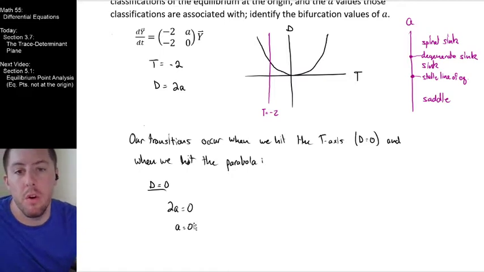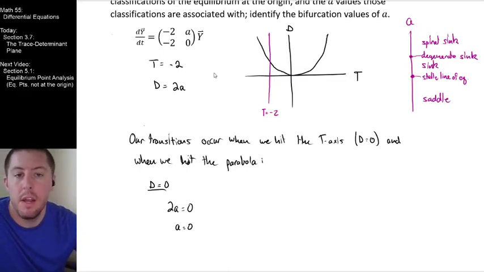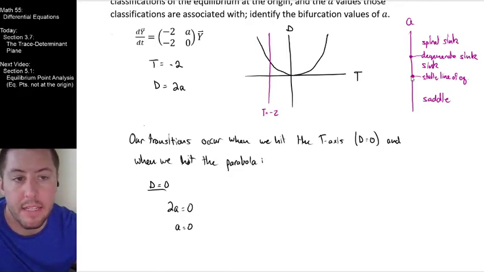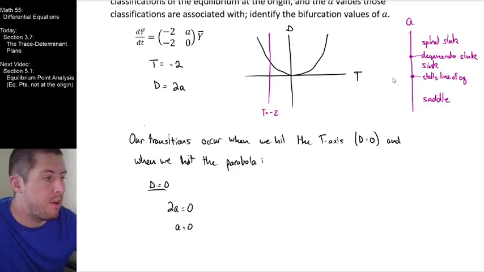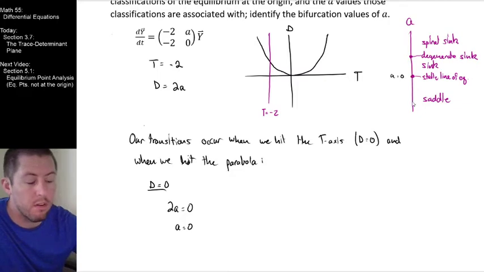So if a is 0 right here, then our determinant value is going to be 0, and we're going to be right on the t-axis. That's associated with this point that's sitting right here. And that's where we had that stable line of equilibria. So I now know that this is tied to my a equals 0 right there.